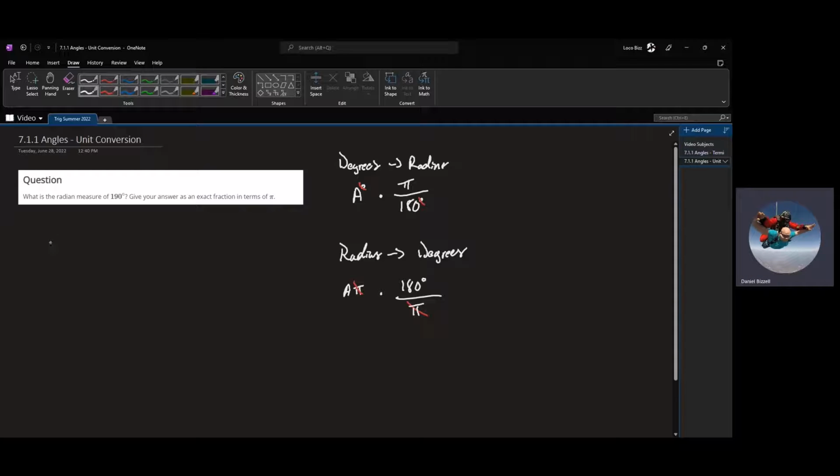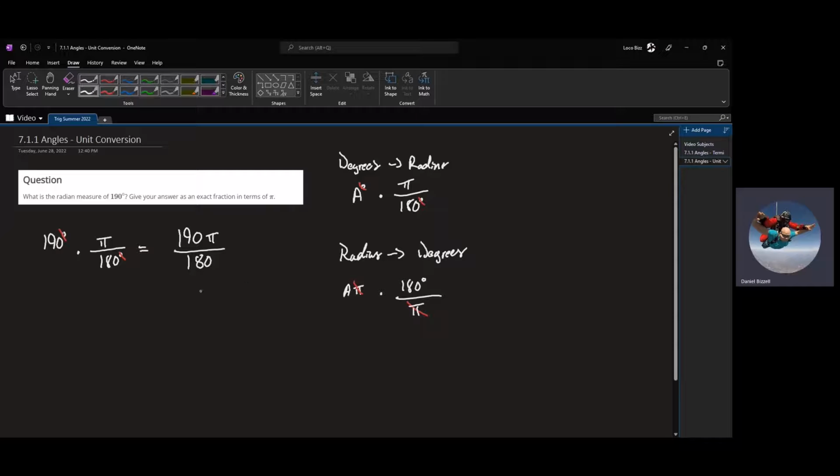So in this case, we have 190 degrees and we want to go to radians. So we need to multiply by pi over 180 degrees. Our degrees will cancel out and we get 190 pi over 180.